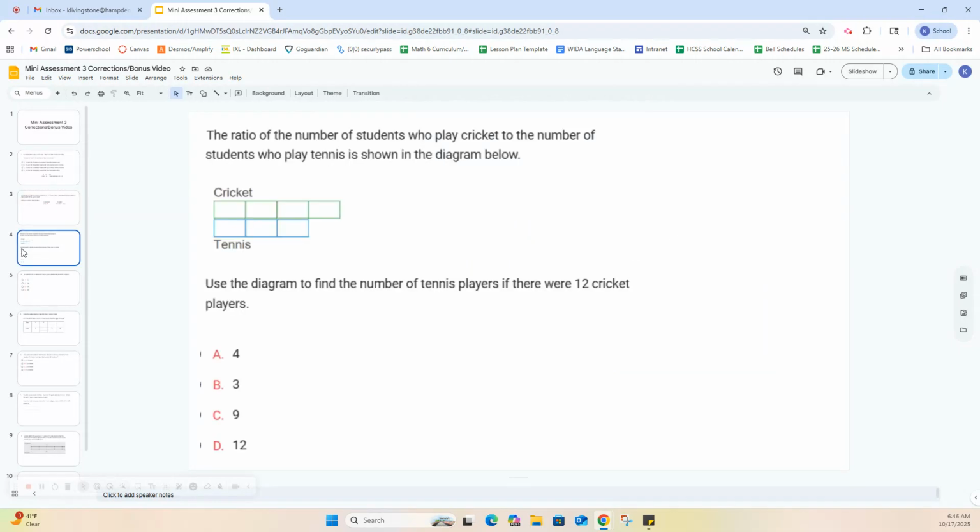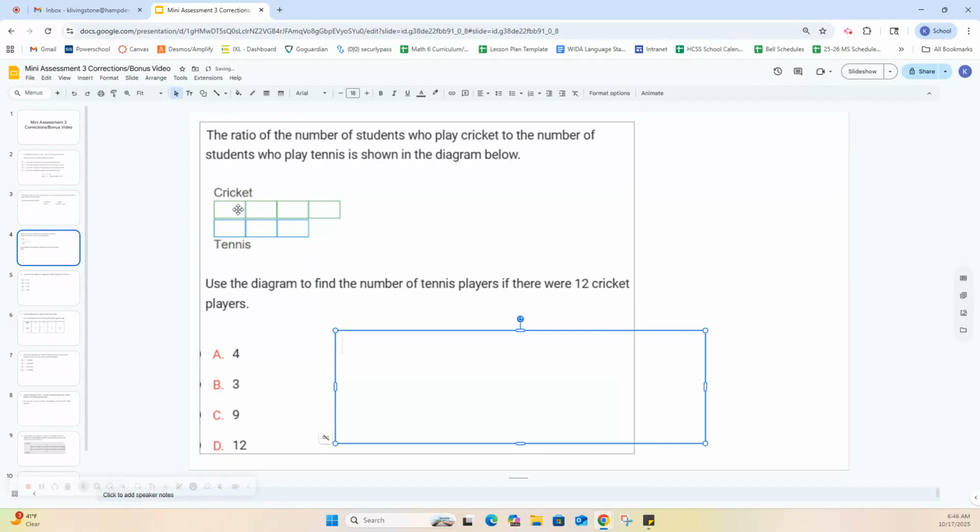The ratio of students who play cricket to the number of students who play tennis is shown in the diagram below. Use the diagram to find the number of tennis players if there were 12 cricket players. Okay, so first thing we need to look at is our original rate. We have 4 cricket players to 3 tennis players. That is what it shows us in the diagram.